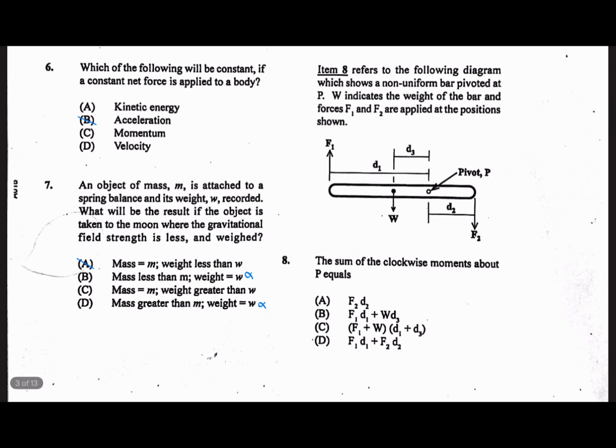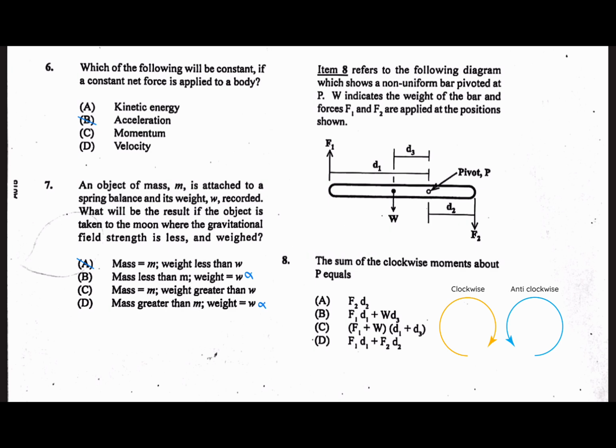Item 8 refers to the following diagram, which shows a non-uniform bar pivoted at P. W indicates the weight of the bar, and forces F1 and F2 are applied at the positions shown. The sum of the clockwise moments about P equals, alright, so they want me to find clockwise moments. Anytime you're dealing with a question like this where it's about moments, you're looking at turning force. To calculate the turning force, it's always equal to the force, either the upwards or the downwards force, multiplied by the perpendicular distance from the pivot. Guys, from the pivot. First things first, we need to figure out where's the clockwise and where's the anti-clockwise.